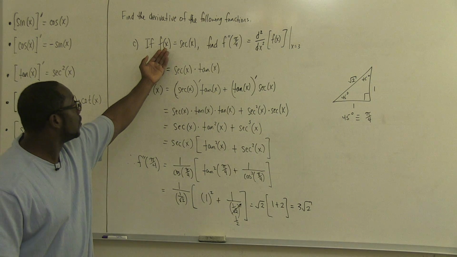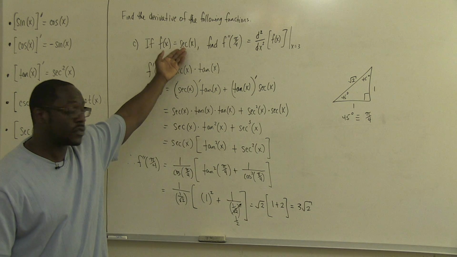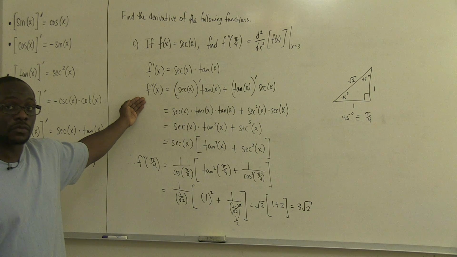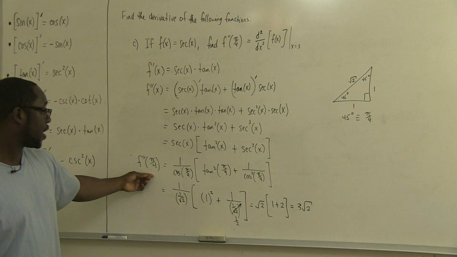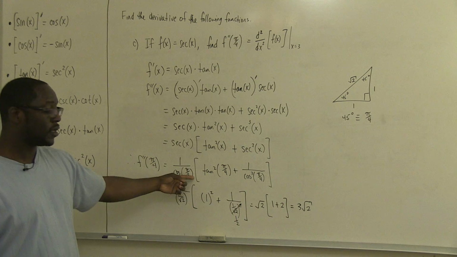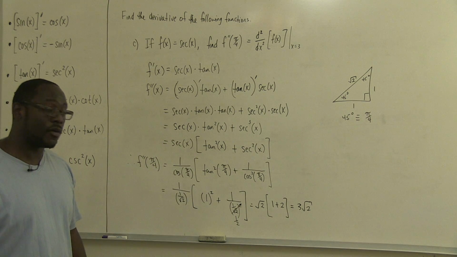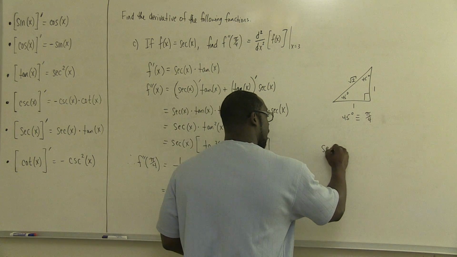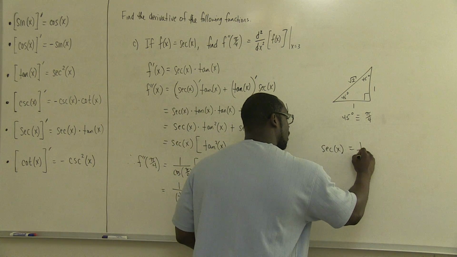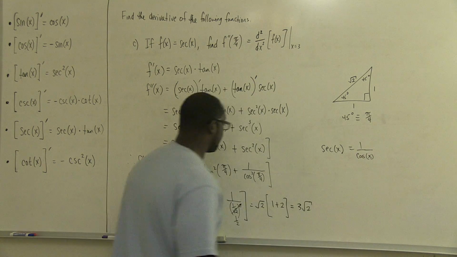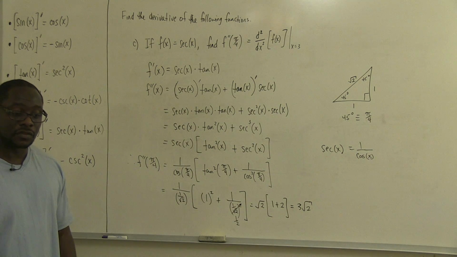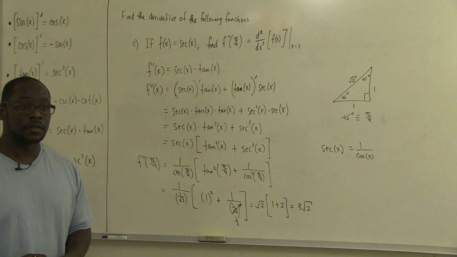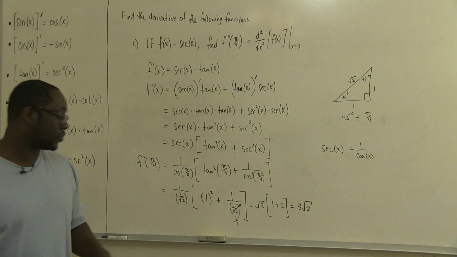So again, to recap, started off with the function secant x. We took the first derivative, then we employed the product rule to do the second derivative. And then after that, we went ahead and plugged in x to let it be pi over 4, noting that secant x could be rewritten as 1 over cosine x. Okay. So now we have one other example, and then this will conclude this particular portion of the differentiation rules.